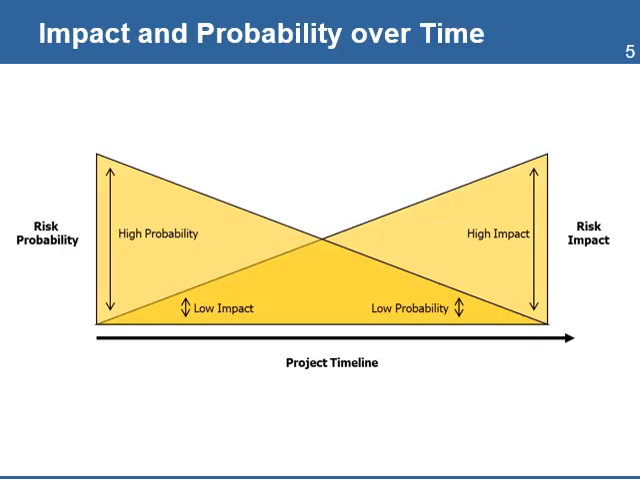Changes also occur due to the probability of risk as time moves. The levels of probability and impact of all risks will change. At the start of a project, a risk might have low impact but high probability. By the end of the project, the risk might have low probability but high impact.